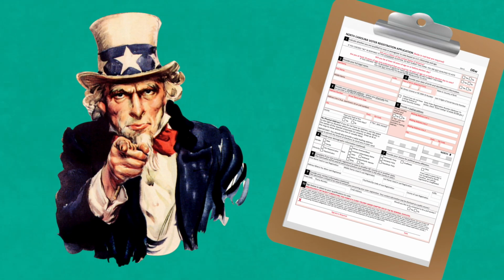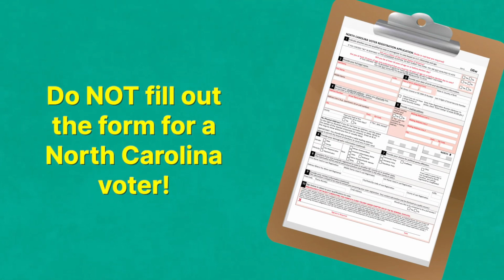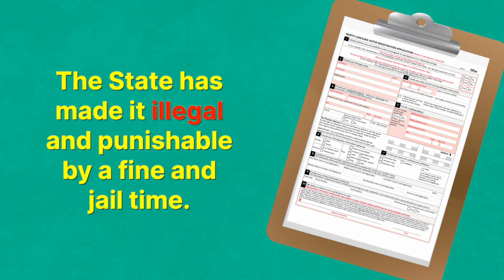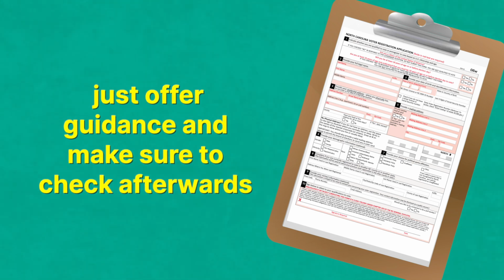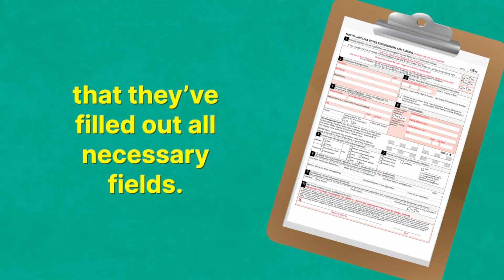We usually recommend you fill out the form for the voter. However, do not fill out the form for a North Carolina voter. The state has made it illegal and punishable by a fine and jail time. So let the voter complete the entire form. Just offer guidance and make sure to check afterwards that they've filled out all necessary fields.